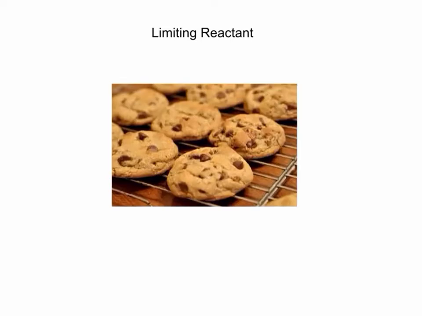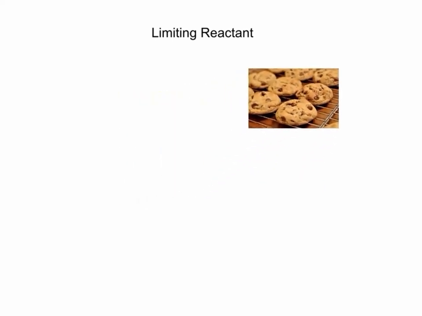So you're at home and you're hungry, so you decide to make a batch of cookies. And in order to make this cookie, you have a recipe. You are going to make 1 dozen cookies, so 12 cookies. You need 3 eggs plus 4 cups of flour.